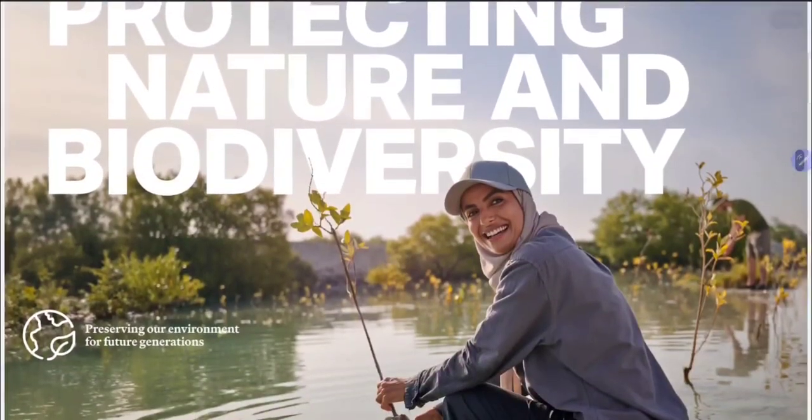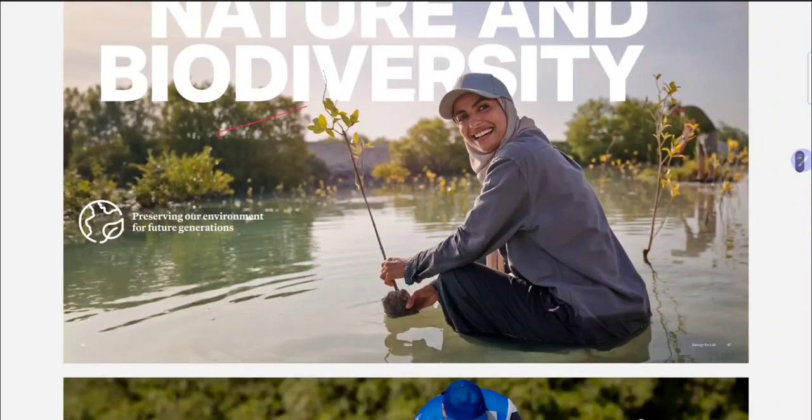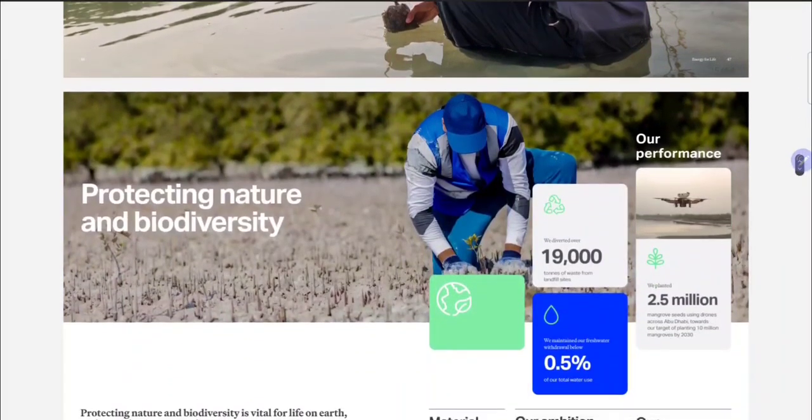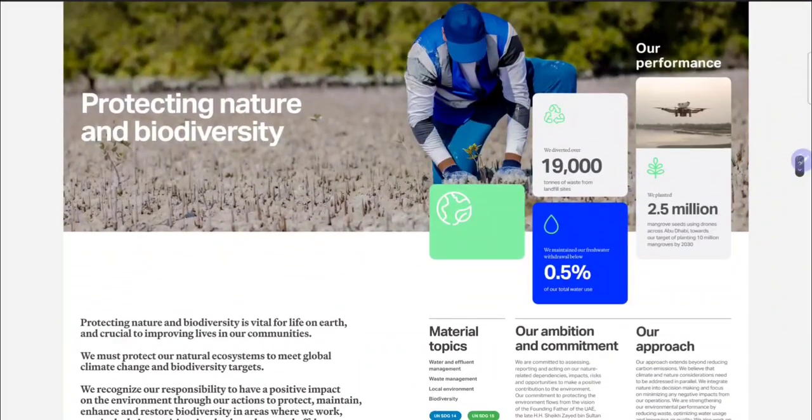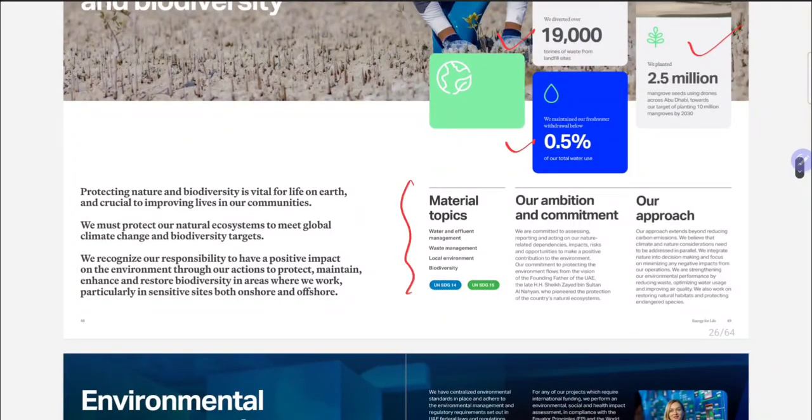Then protecting nature and biodiversity. In this segment, what qualitative and quantitative information is available? You can see here, let's say we diverted over 19,000 tons of waste from the landfill sites. We maintained our freshwater withdrawal, and planted mangroves. So this information, relevant materiality topics, their ambitions and commitment, and finally the approach, the management actions, is covered here.